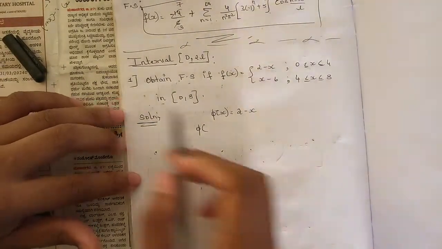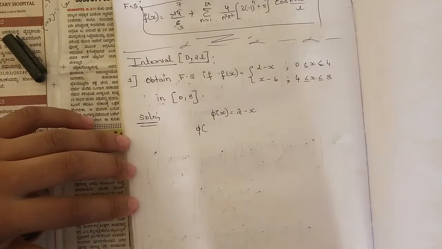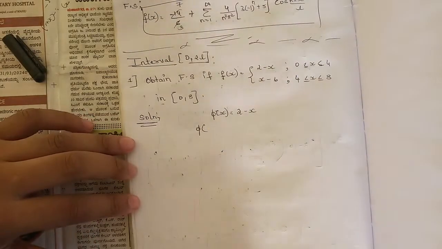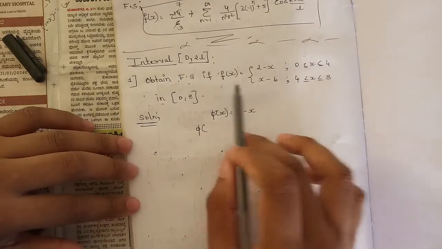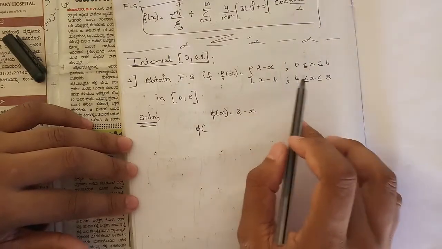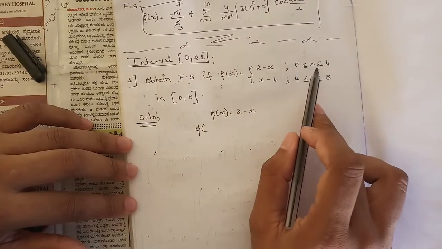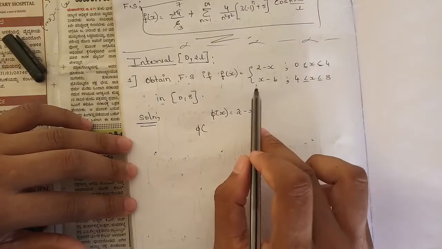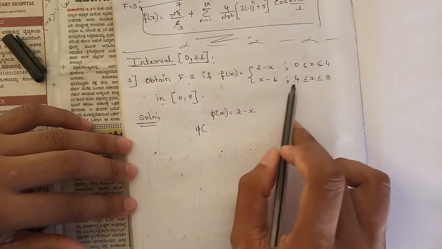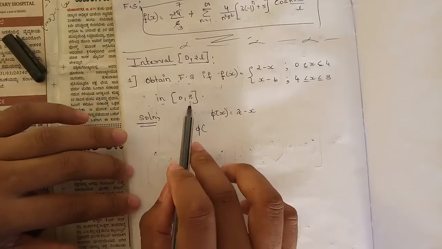So yeah, this is the problem related to the interval 0 to 2L. So the question goes like this. Obtain the Fourier series if f of x is equal to 2 minus x in the case where x lies between 0 to 4, and x minus 6 where x lies between 4 to 8, in the interval 0 to 8.